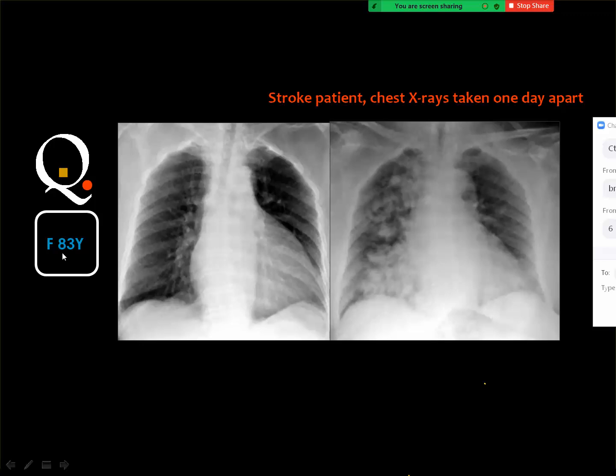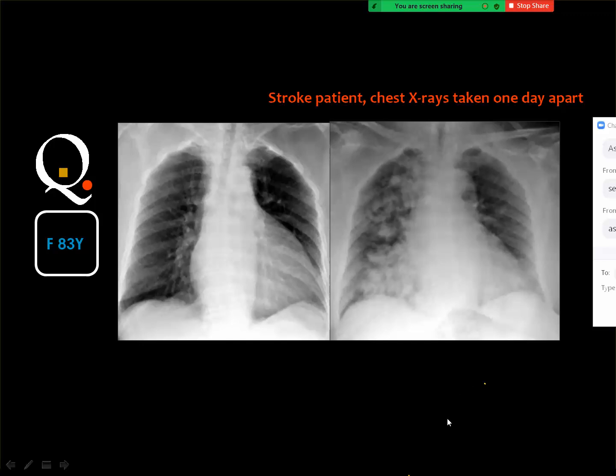This is a female patient, 83 years old, with a stroke. And the chest X-ray, this is the chest X-ray on admission, and this is the chest X-ray 1 day after deterioration or increase in the dyspnea. No, this is not ARDS and not a hemorrhage. You should consider this condition, the stroke.